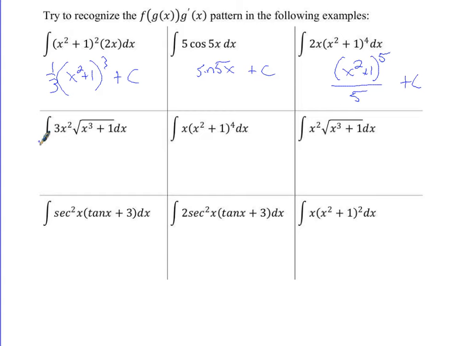How about this one? We can rewrite it. If we rewrite it, we get the integral of 3x squared times x to the 3rd plus 1 to the 1/2 dx.